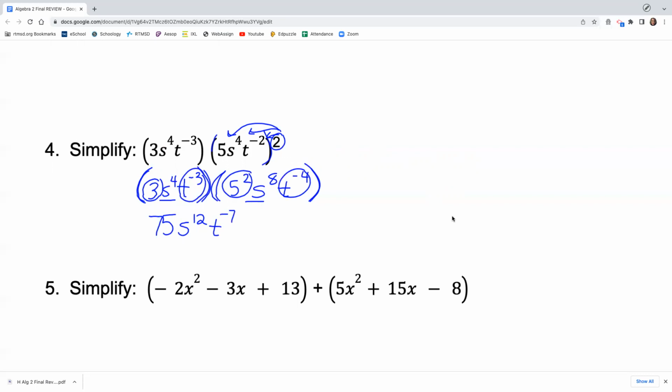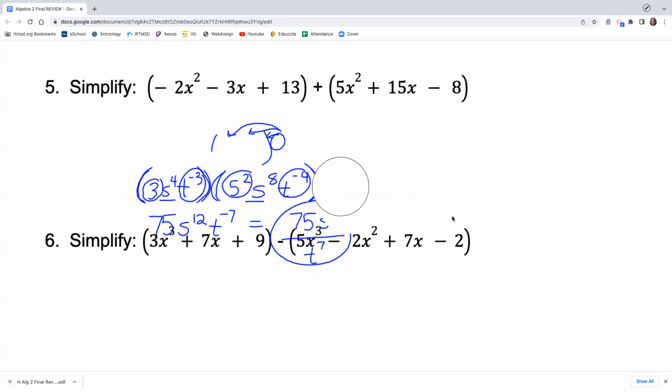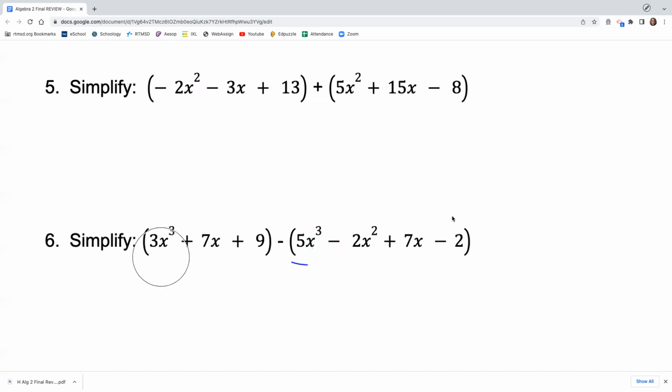Any negative exponent is not simplified. So what happens is the 75 and the s to the 12th stays in the top, but the t to the negative 7th drops down to the denominator and turns into t to the positive 7th. For number 5, we are taking polynomials and we are adding them. For number 6, we're taking polynomials and subtracting them. When we're adding or subtracting polynomials, you combine like terms through either addition or subtraction.